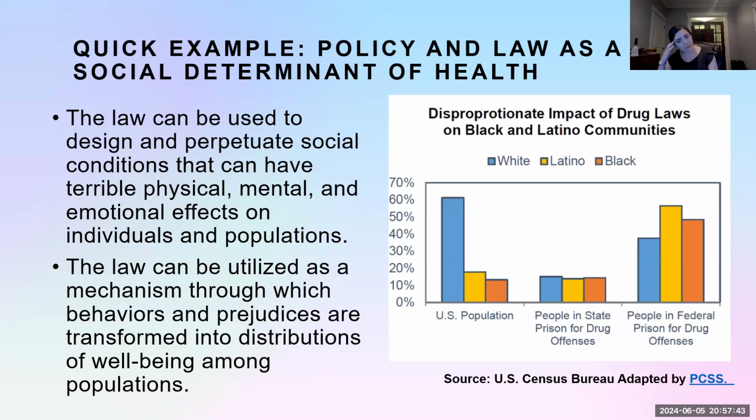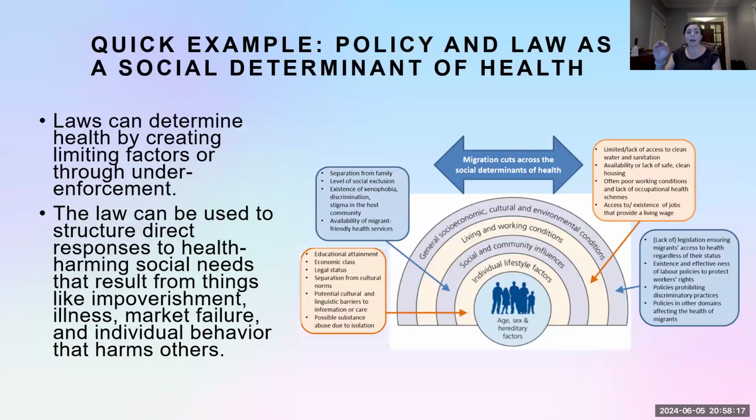This is just a quick example. This is looking at the disproportionate impact of drug laws on Black and Latino communities. This is the percentage of individuals of that race and ethnicity who are in prison or jail for drug offenses, and how the criminalization of certain activity has really impacted different communities. So you can see this is just an example of policy determining our health too. Policy itself can be a determinant of health. Laws can greatly impact our health. And so this is another good example.